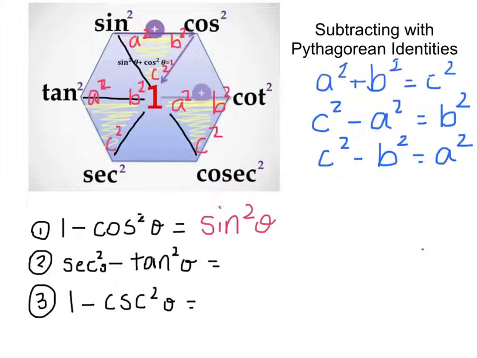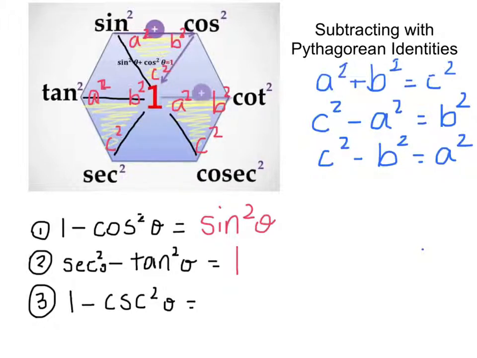I'm looking at the next one. Secant squared theta minus tangent squared theta. Here's secant squared, which is a hypotenuse, so it's a c. So a c squared minus an a squared is a b squared. Secant squared minus tangent squared is 1. 1 squared is still 1.